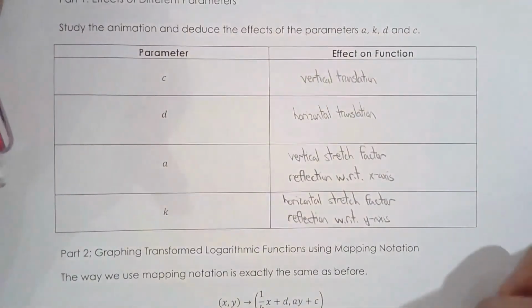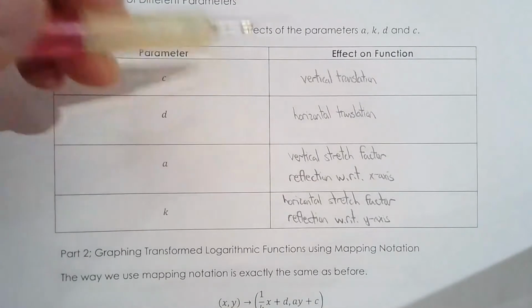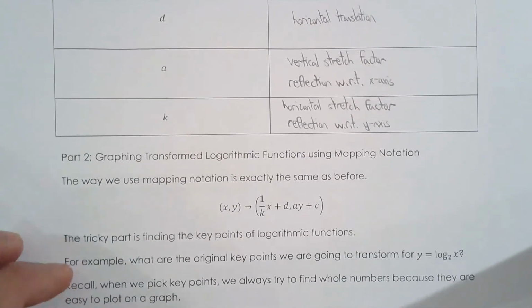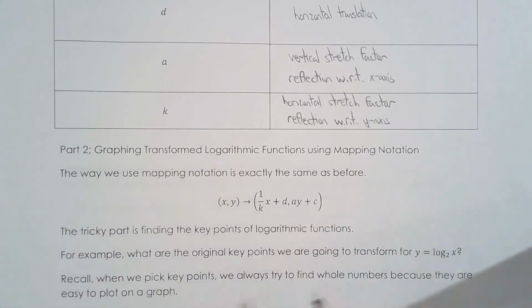Okay, so establish what the transformations are by looking at what the parameters are. And then, once you establish what the transformations are, you should be able to generate the mapping rule. So you know how the x values are affected and how the y values are affected. And you can determine where the new location of the transformed points are. And once you have the new points, you plot them and you connect the dots.